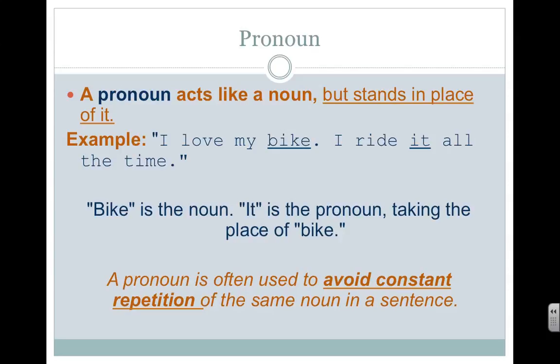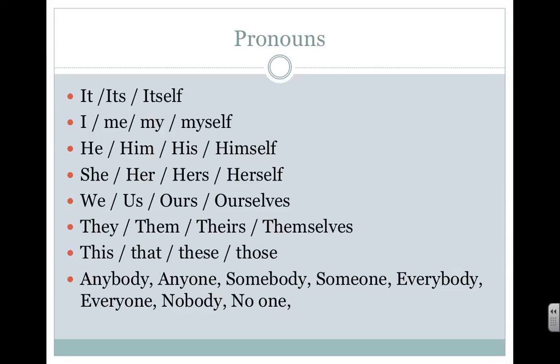So does "I love my bike and I ride my bike all the time." We get it. You like your bike. We use pronouns so that we don't keep repeating ourselves. Here is a list of pronouns.